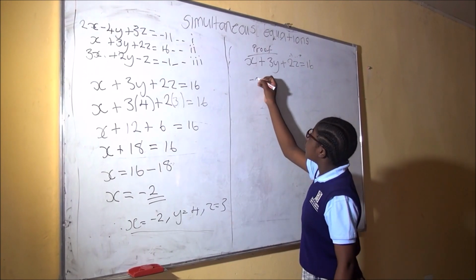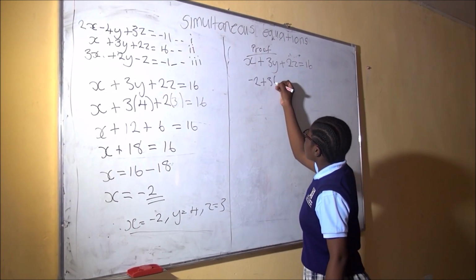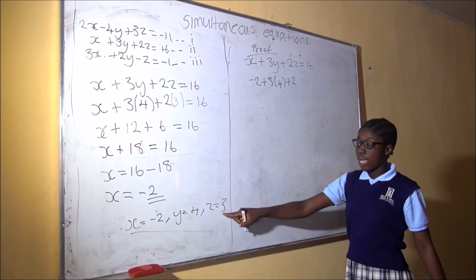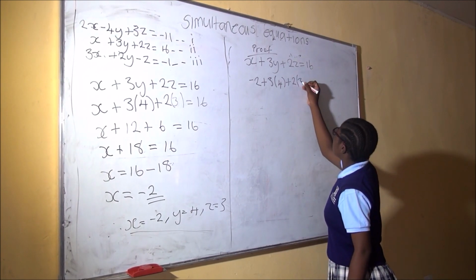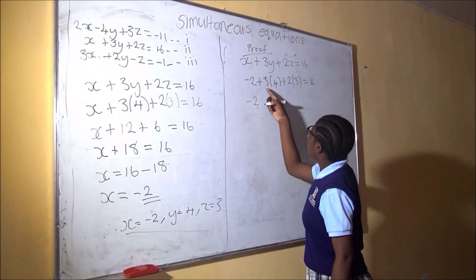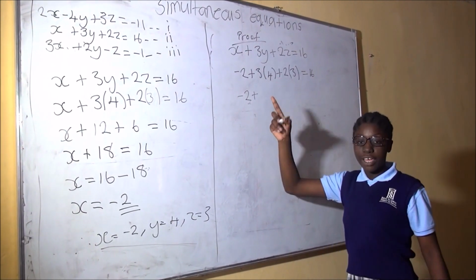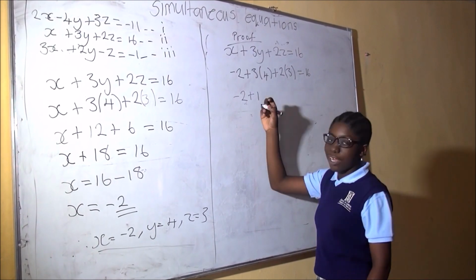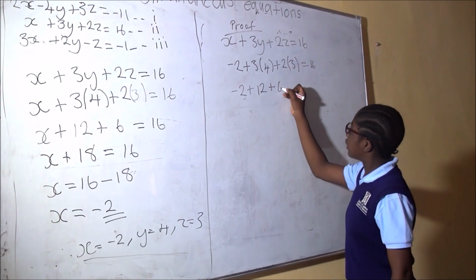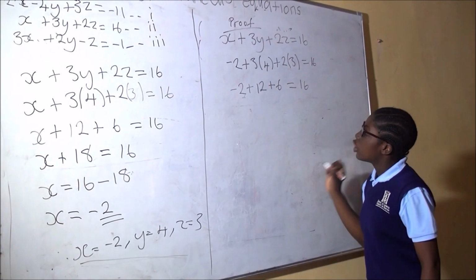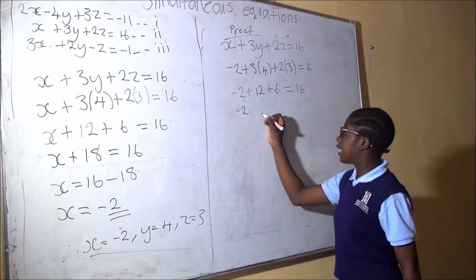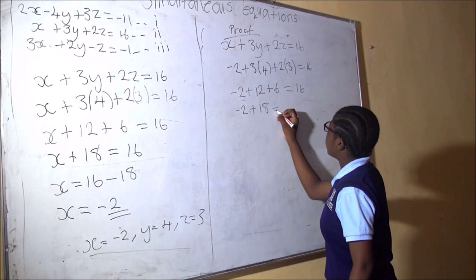So our x is negative 2, plus 3 times our y, which is positive 4, plus 2 times our z, which is positive 3, is equal to 16. So we're going to have negative 2 plus, when you multiply 3 by 4, that's 12, plus 2 multiplied by 3, that's 6, is equal to 16. So here we're going to have negative 2, and when you add 12 plus 6, it's giving us 18. We're going to have 18 is equal to 16.